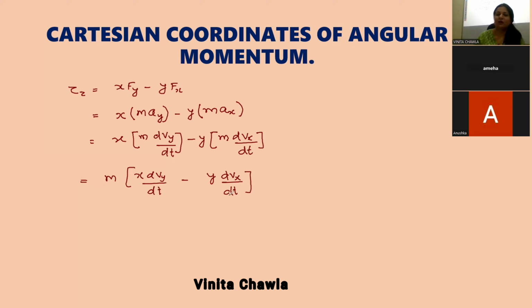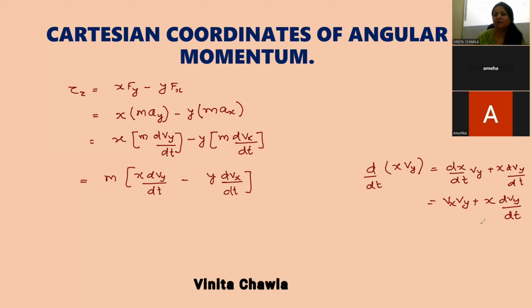ठीक है? अच्छा, what if I take d by dt of x vy? Then we can write this dx by dt into vy plus x into dvy by dt. This is how we can write. And dx by dt is vx. So we can write this as vx vy plus x dvy by dt. Similarly, if I write d by dt of y vx, then this is dy by dt into vx plus y into dvx by dt. This dy by dt is vy, right? vy vx plus y dvx by dt.